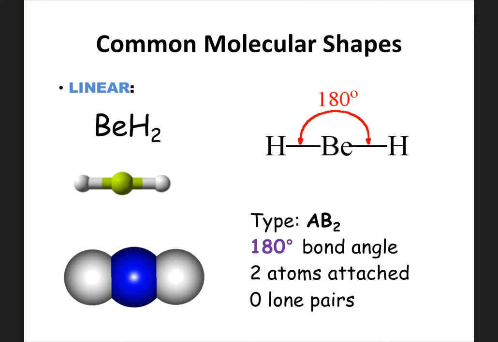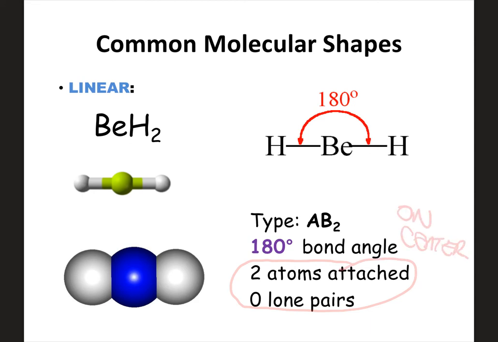But the key point that's important is the number of things attached and lone pairs. This is what you need to know for each of these different shapes: how many atoms are attached to the center and how many lone pairs are there on the center. I just want to really make sure we're pointing out that this is talking about the center atom.